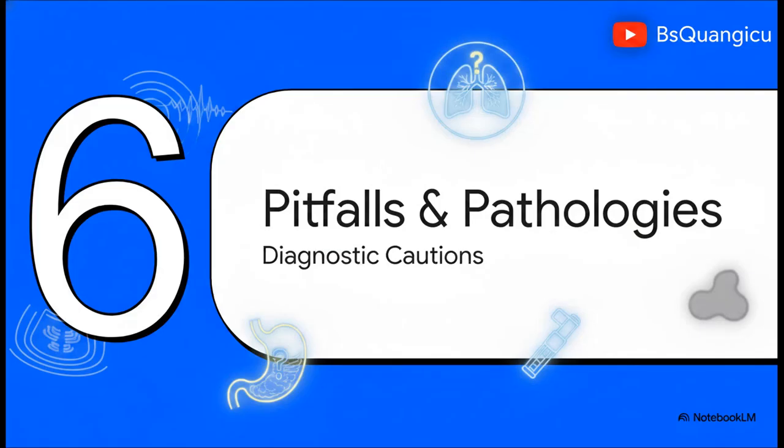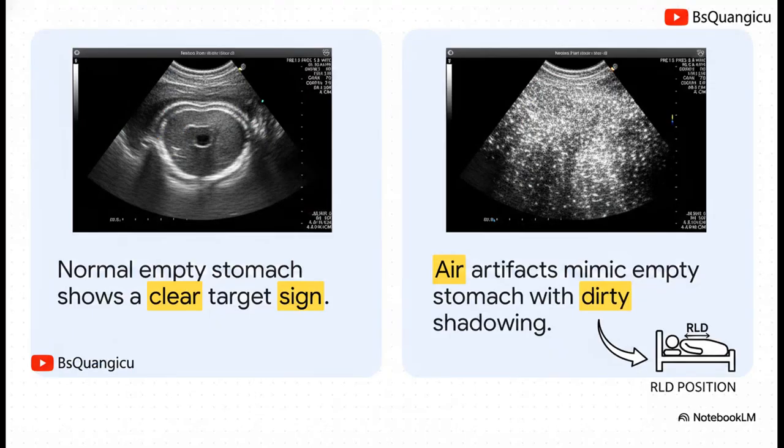Finally, let's wrap up with section 6, pitfalls and pathologies. What could trip you up here? Well, you really need to be aware of air. Think about the stark difference between a truly empty stomach, which gives you that clean bullseye, and a stomach full of gas. Air creates these acoustic artifacts that we call dirty shadowing or a starry night effect. It can completely obscure your view and actually trick you into thinking the stomach is empty. If you see that dirty shadowing, don't just shrug it off. Reposition the patient to the RLD position. That usually shifts the gas out of the antrum and clears up your view.